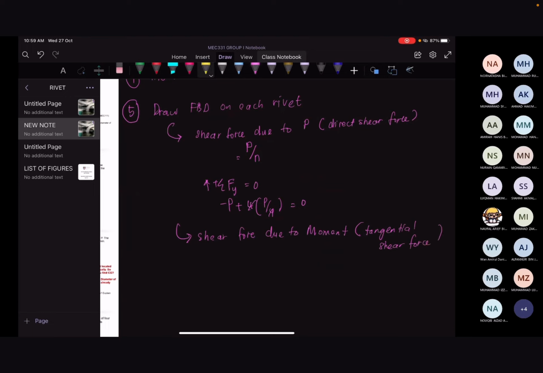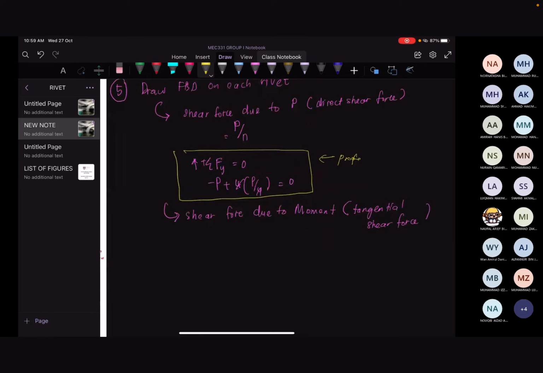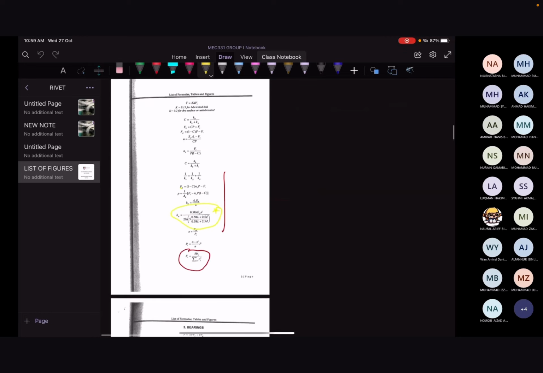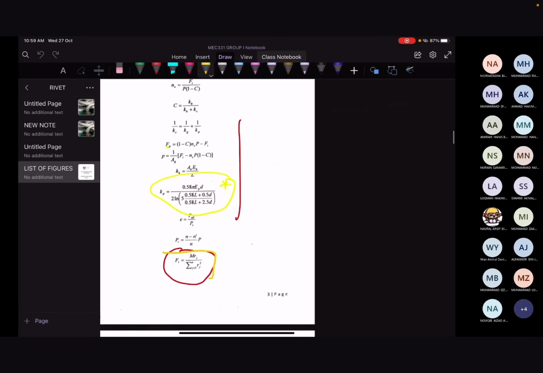Okay, so yang ni tak payah tahu pun tak apa. Yang ni tak digunakan pun. Ni saya just nak proof sajalah. Okay, dan ni je proof, bolehlah tu. Okay, so shear force due to moment ada formula dia. So yang ni awak kena refer pada list of formula. Okay, sebab kalau awak tak ingat lah. So tangential shear force due to moment is equal to yang ni.